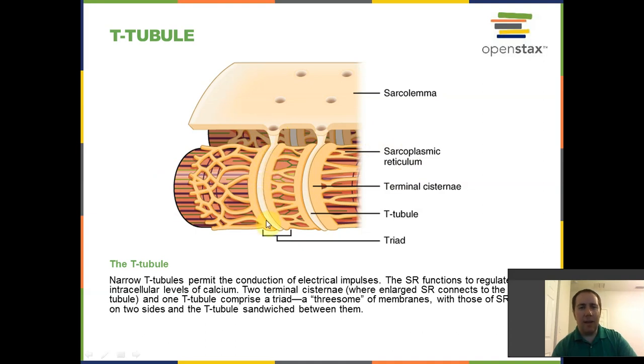Now notice that there's these two sets of three tunnels next to each other. That set of three tunnels is called a triad. A triad is made up of one T-tubule and two terminal cisterna. That terminal cisterna then has kind of this meshwork that comes off of it. That is the sarcoplasmic reticulum. So this is going to play a very important role in allowing the muscle to contract.